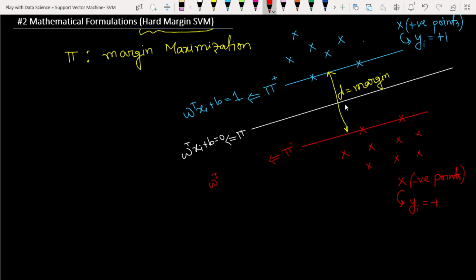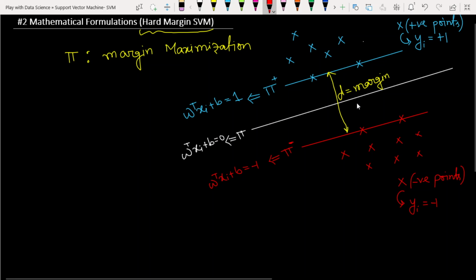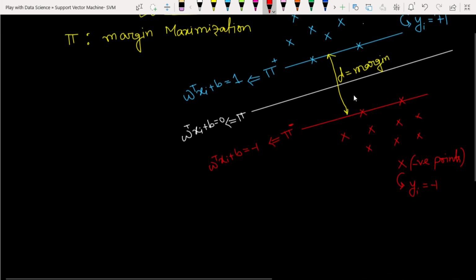And similarly for negative points, this is our negative plane, which we call pi minus. This is the first plane which touches the negative points, and it is parallel to our pi plane. And we have seen that its equation is w transpose xi plus b is equal to minus 1. Till now we have seen this in the previous lecture. Now our main aim is to find this margin, and at the end of the day we have to maximize it. So how to find this margin is the main task.